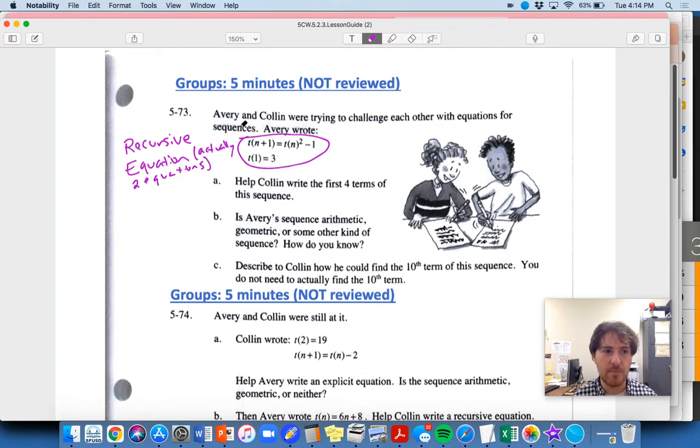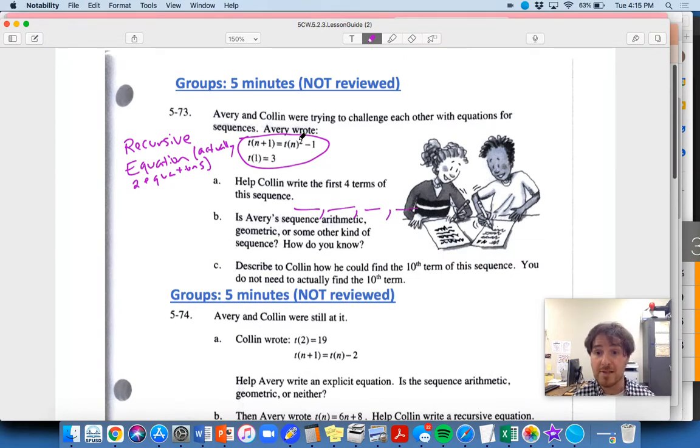Okay, and in tandem, they allow you to generate a sequence, come up with the terms of a sequence here. And that's what we're going to do in question one, help Colin write the first four terms of the sequence. 1, 2, 3, 4. And I know I went through this in class. I'm still going to go over it again right now.